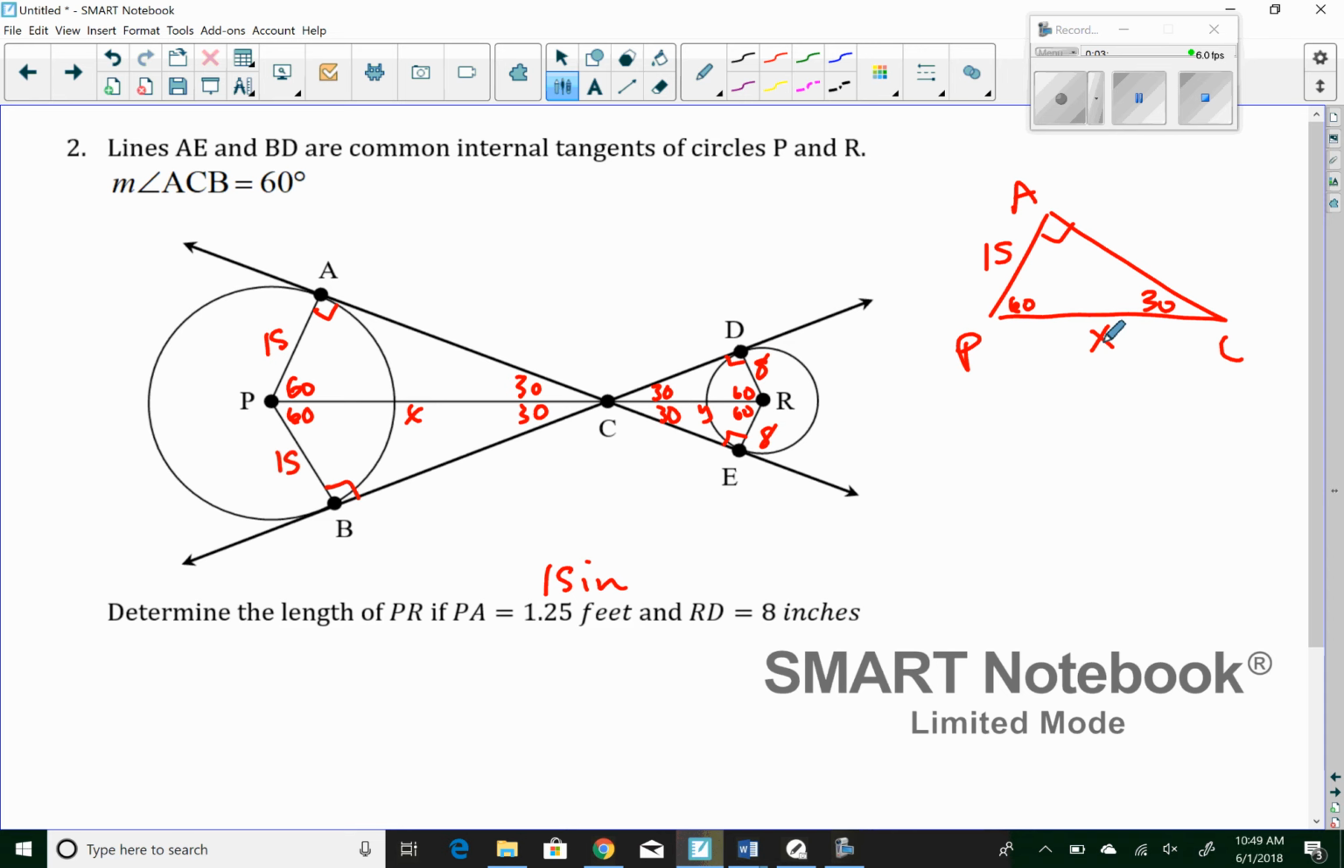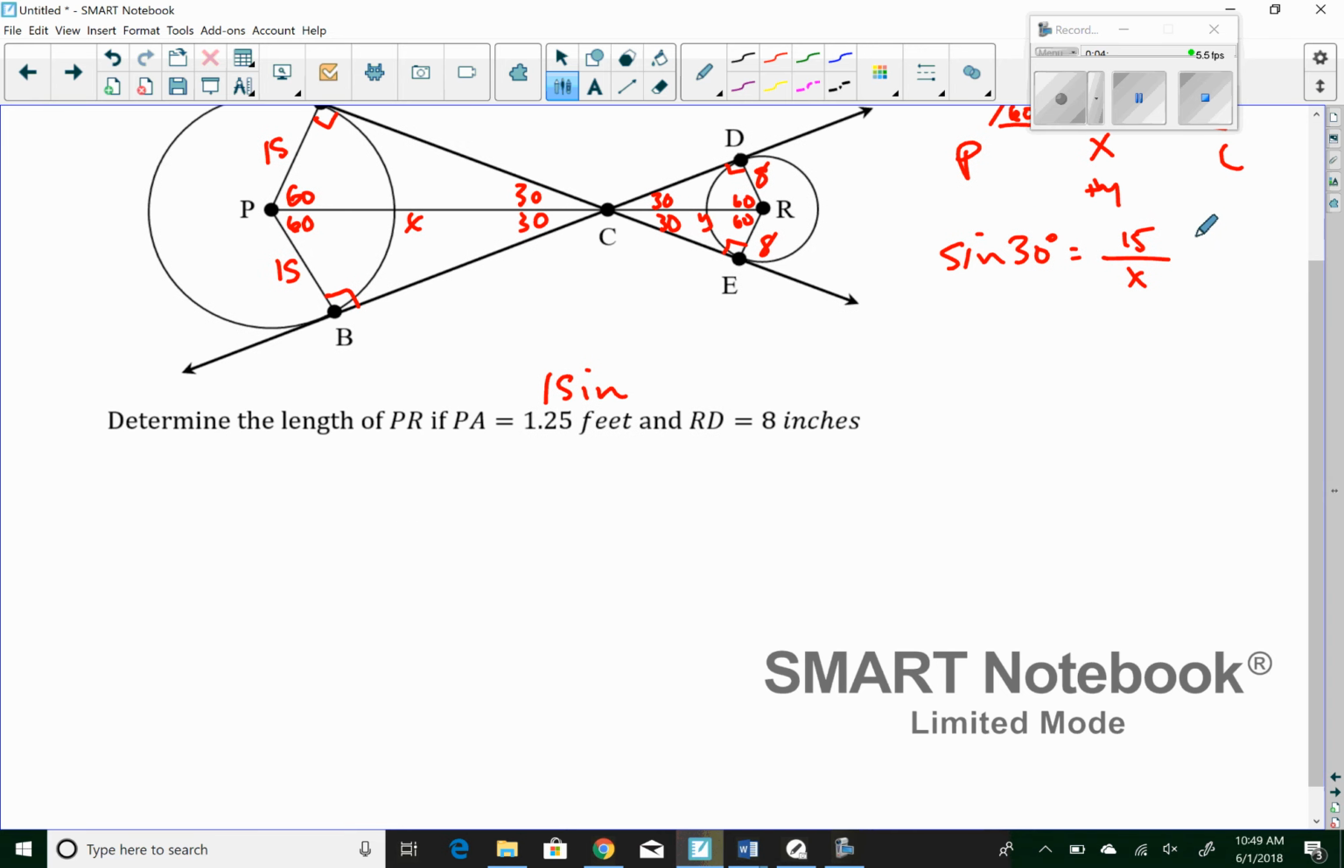So if I use trigonometry here, I can find the length of PC. 15 is the opposite side. PC is the hypotenuse. So I can do the sine of 30 is equal to 15 over x. Remember, to solve that, we're going to multiply both sides by x. So I have x times the sine of 30 is equal to 15, and then divide both sides by the sine of 30. And I get x equals 30.